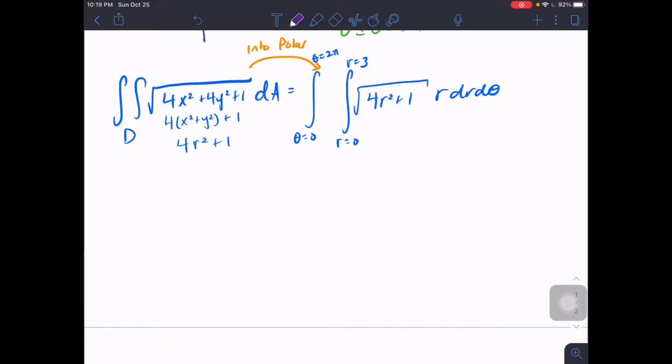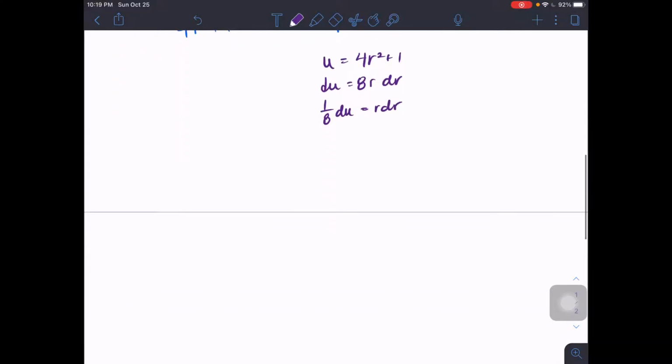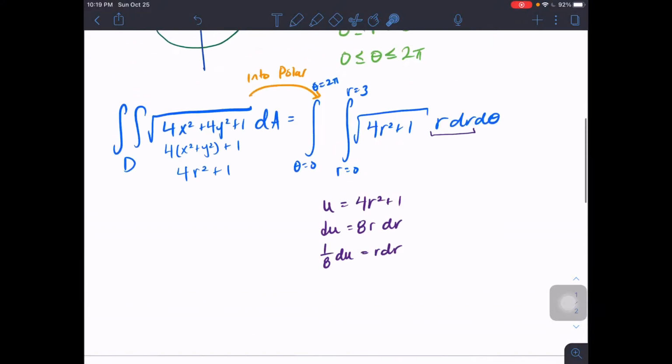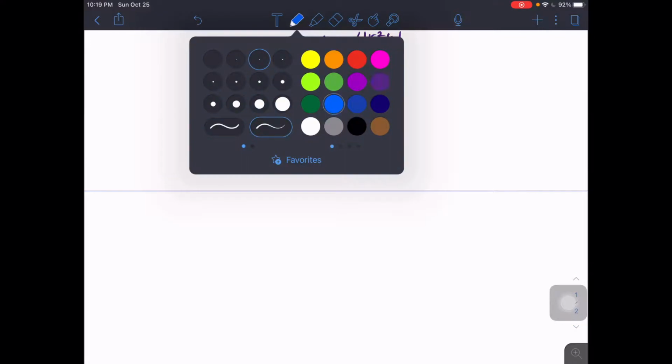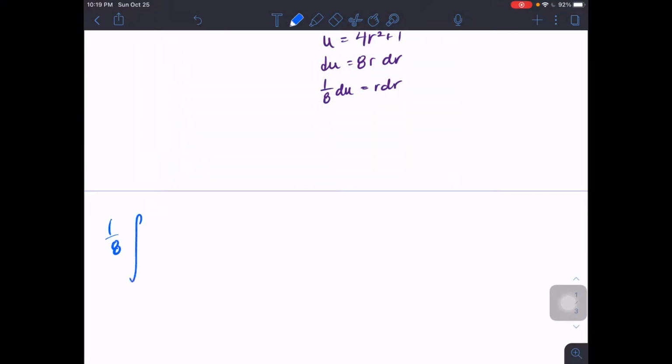Okay, so let's see here. We're going to use u substitution. Let u be the inside, 4r squared plus 1. So then we get du is equal to 8r dr. Okay, divide by 8. 1/8 du is equal to r dr, which is exactly this piece here. And so we're going to be able to distribute this 1/8. It's a constant, so I'm just going to take it all the way out. And so we get 1/8, and then theta goes from 0 to 2 pi.